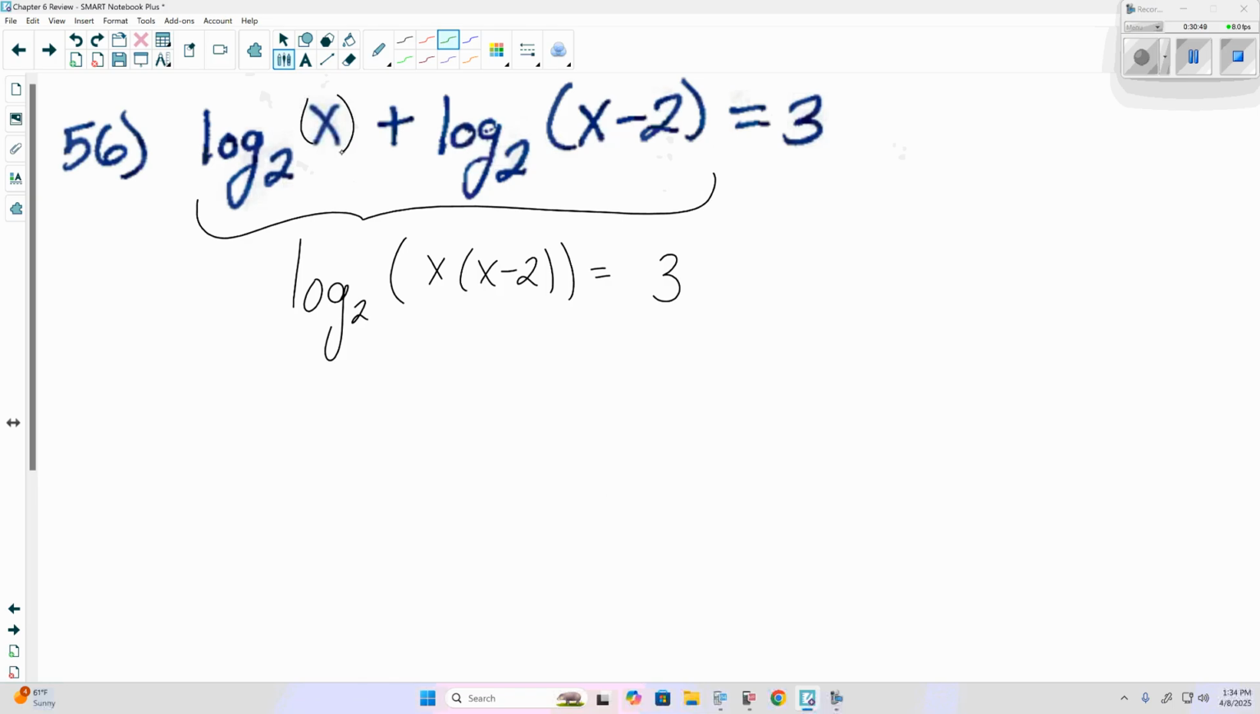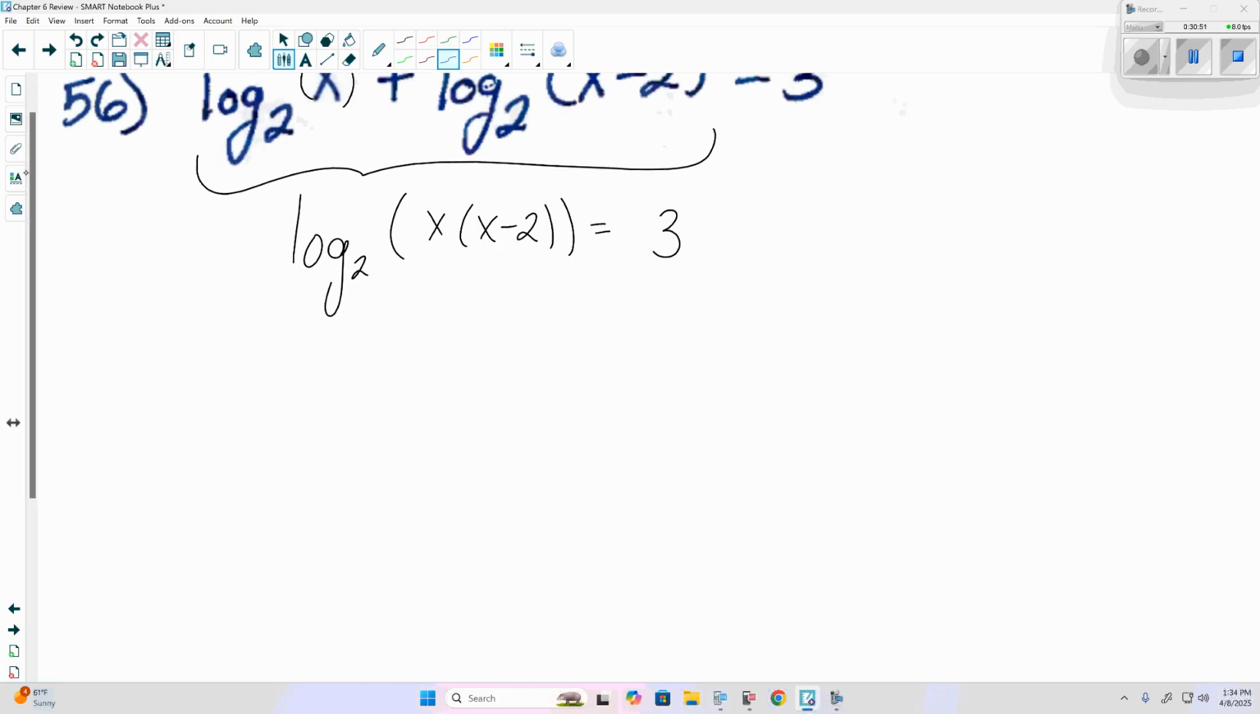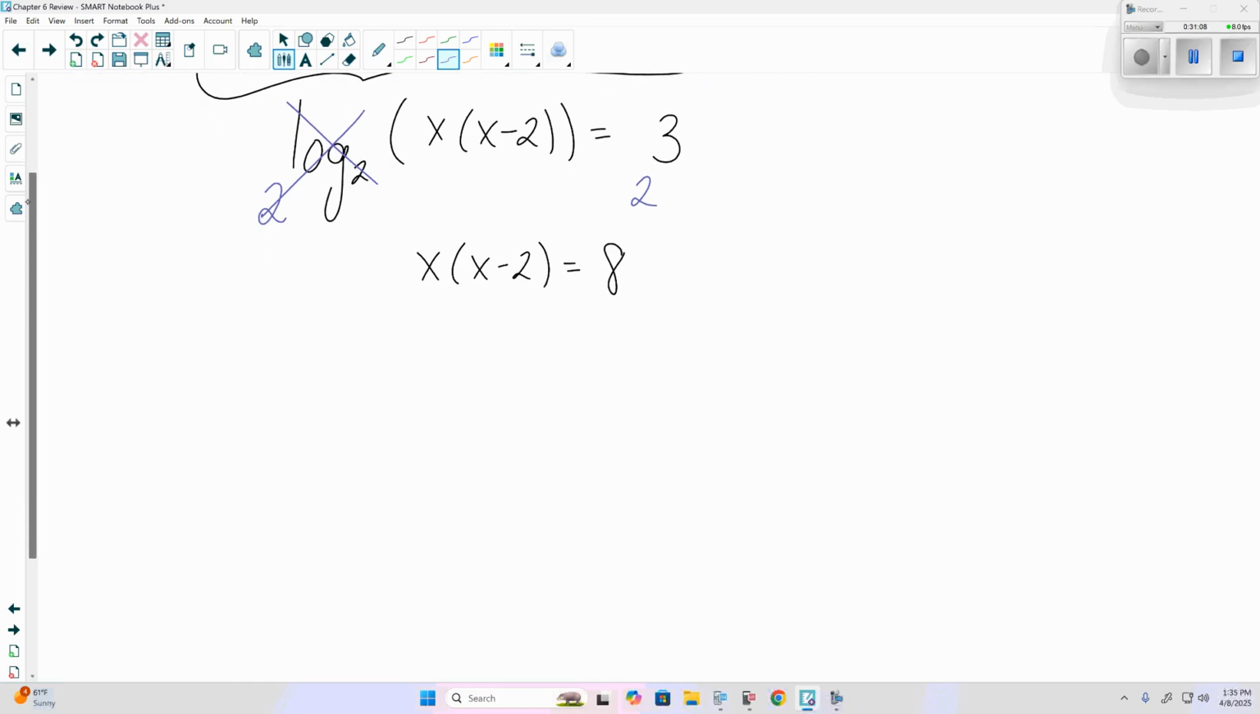And this here, we're going to put both sides to the base of 2, so that our 2 to the log base 2 will simplify down, leaving us with x times x minus 2 is equal to 2 to the third, which is 8.